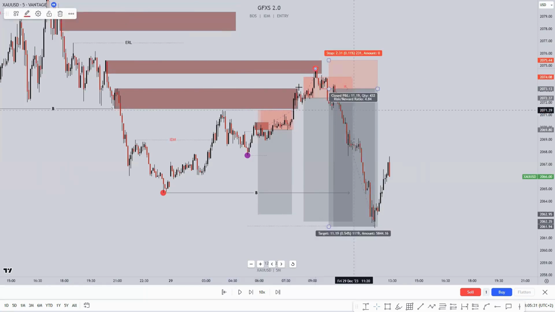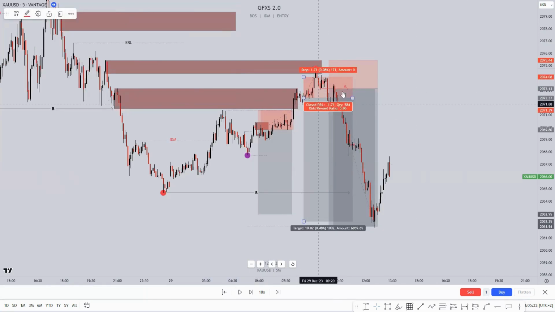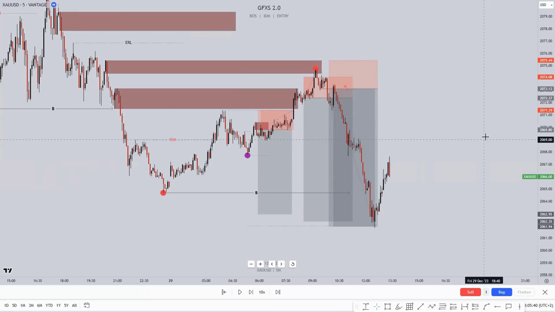This is one of my entry models which I like to use, because the market will not be the same all the time. You need to be able to react to what price is doing.